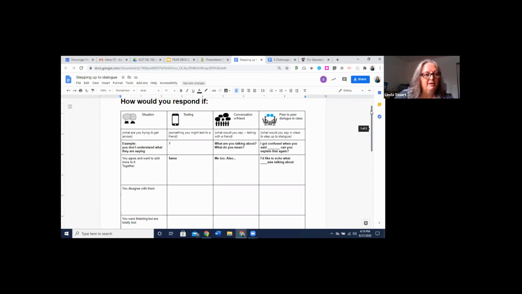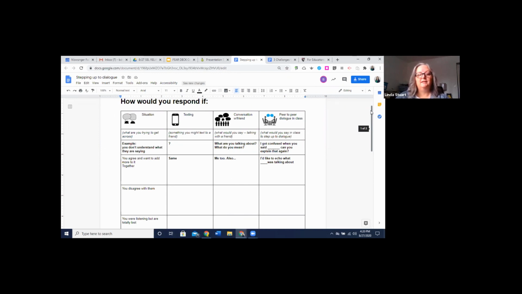So the first one is you don't understand what they are saying. If you were texting that to a friend that was in this class with you, a question mark would do the trick, I think. And it would let your friend know, hey, I don't know what was just said there. In a conversation with a friend, you might say, what are you talking about? Or what do you mean? And with the group, it would be like, I got confused when you said, what, the sky's blue. Can you explain that again?